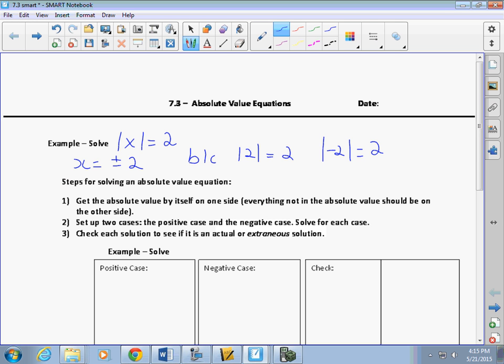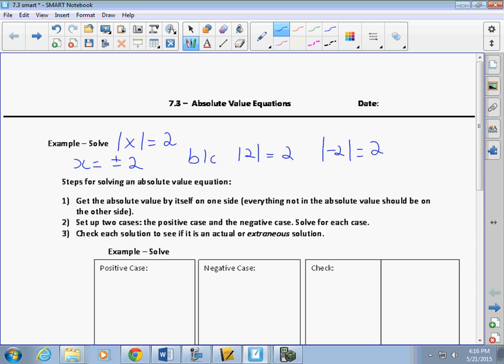So steps for solving an absolute value equation, there's 3 basic steps that you follow. The first one, just like radicals, is you want to get that absolute value by itself. So have that on one side, and everything that's not in the absolute value should be on the other side. Once you've done that, then you set up your 2 cases. You have a positive case and a negative case. As you can see in the example, our answer could be 2 or negative 2, so we have to do that. Then you solve for each case, and the last thing is to check to see if you have an extraneous solution.